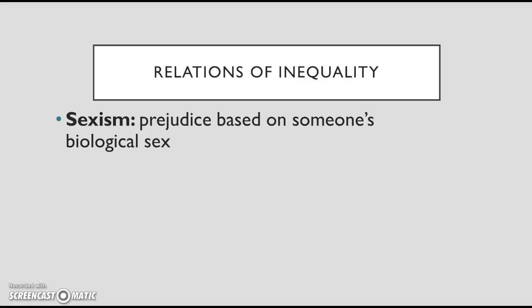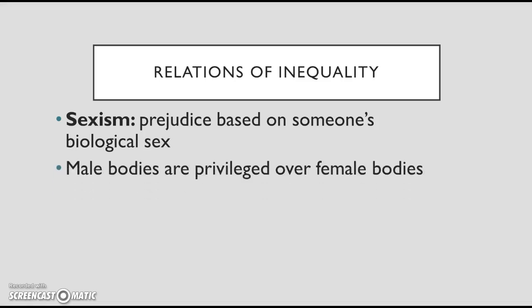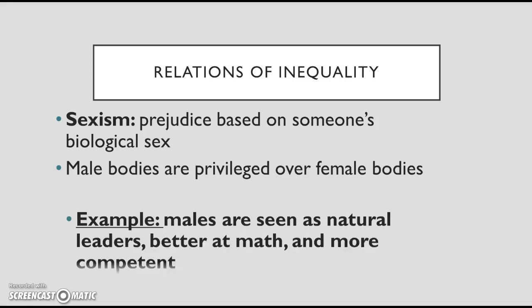And so one of the explanations provided by conflict theorists and feminist theorists is that sexism allows for this type of inequality to persist, right? This gender binary to exist. So sexism is prejudice based on someone's biological sex. This is the fact in society that male bodies are preferred, valued higher, and privileged over female bodies.